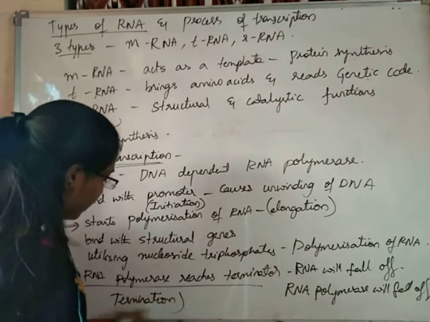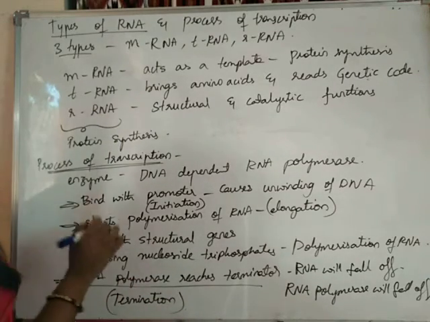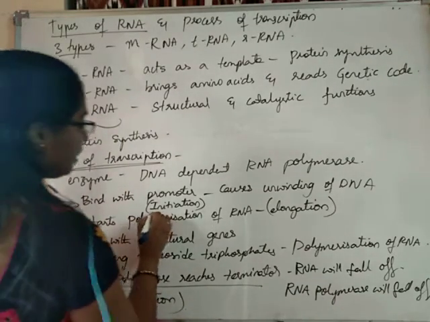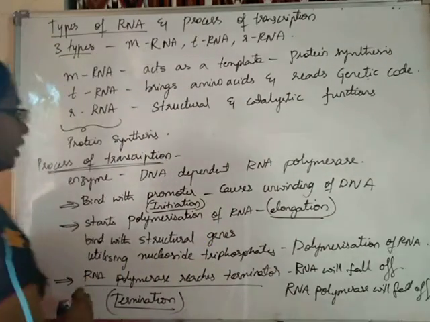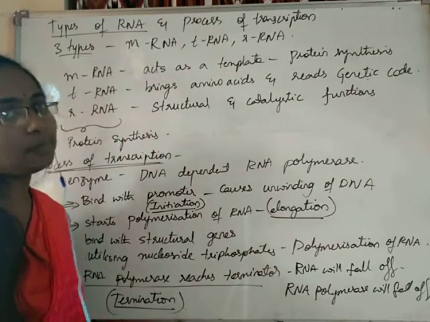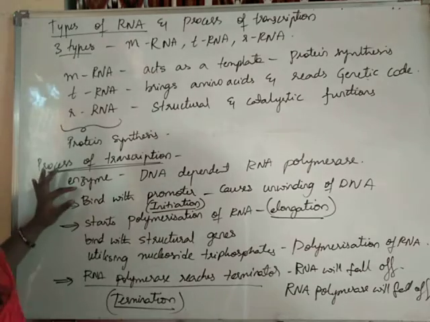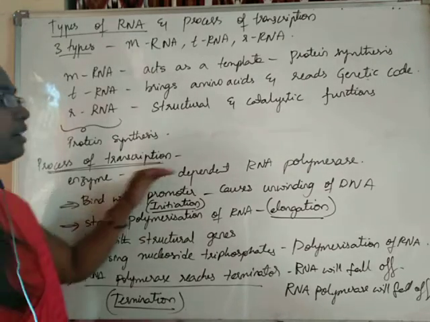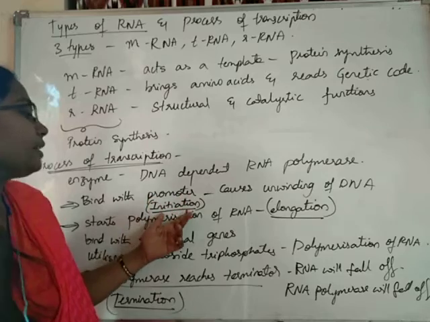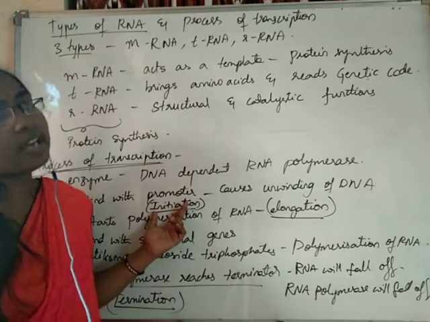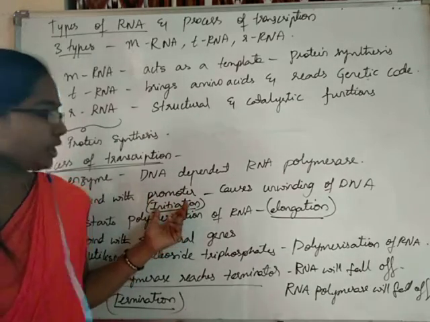Now, how many steps are there in transcription? There are 3 steps in transcription: initiation, elongation and termination. The first step is that the enzyme DNA dependent RNA polymerase will go and bind with the promoter. Binding of the enzyme with the promoter is initiation.